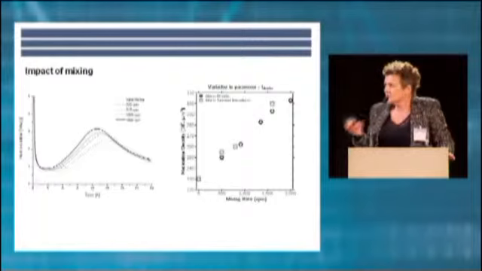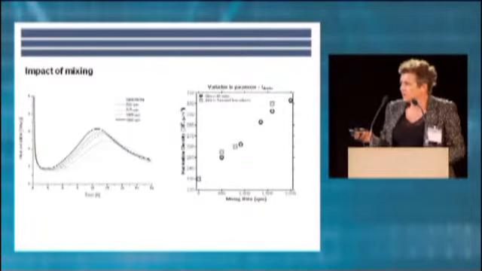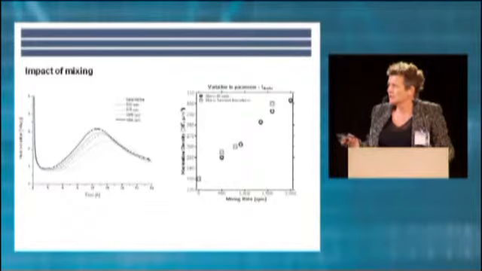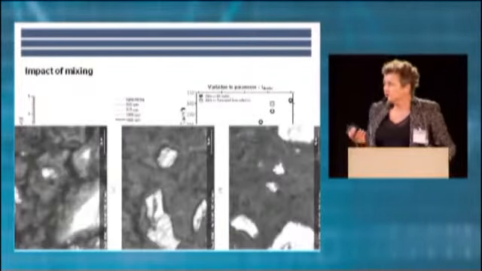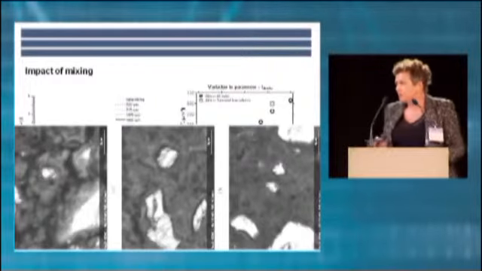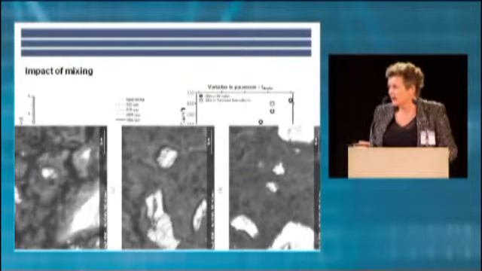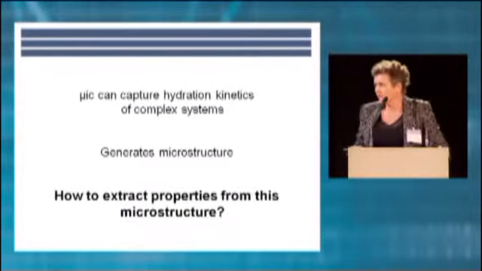We can see what happens with different mixing speeds. Here you see that with different speeds of mixing, you have a considerable acceleration of the hydration. This is reflected in the change of the parameters in the microstructural model, and is also reflected in what we see in the resulting microstructures: with a very fast mixing speed here, you have a much denser and more homogeneous microstructure than this microstructure over here.